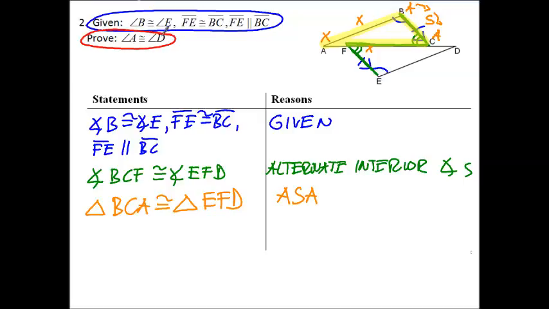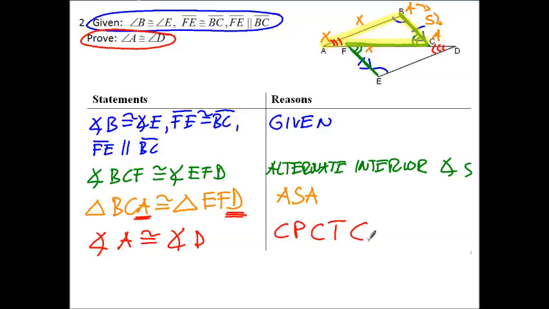Again, let's see what we were actually supposed to prove. We were supposed to prove that angle A is congruent to angle D. So far we hadn't been able to find anything out about angle A and angle D, being these two angles here. But since the triangles are congruent and these angles are in corresponding positions, we can say that angle A is congruent to angle D. The reason being corresponding parts of congruent triangles are congruent. On to our next example.